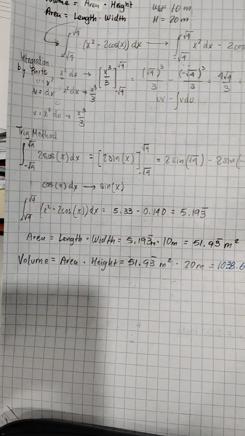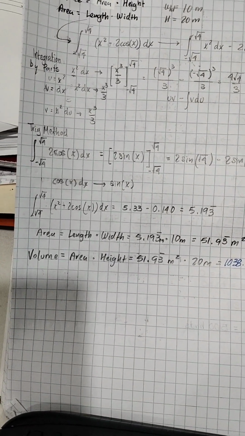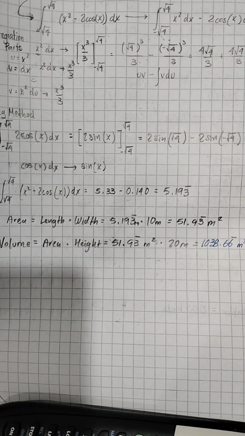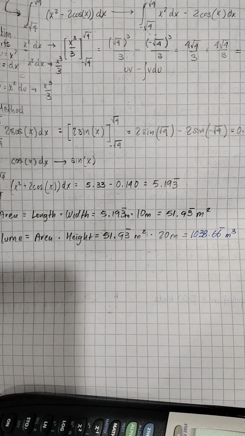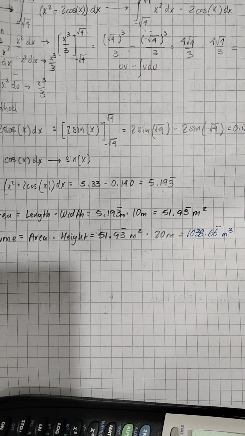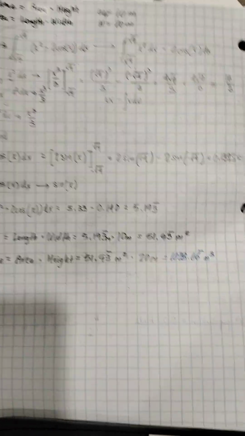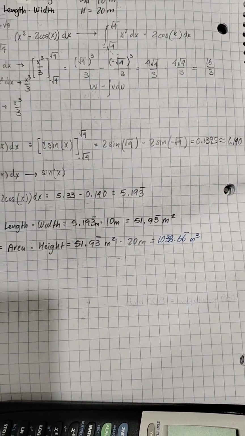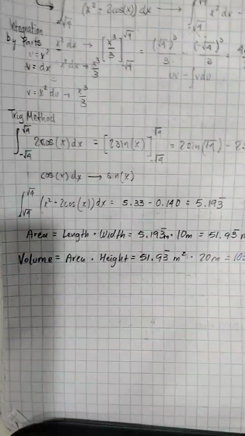The building extends over a rectangular base 10 meters wide, and along the axis from x equals negative square root of 4 to x equals square root of 4, and is 20 meters tall. So the problem is to calculate the volume of the library building, considering the complex shape of the roof.